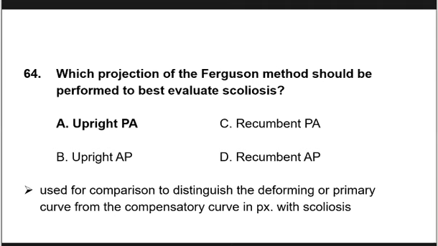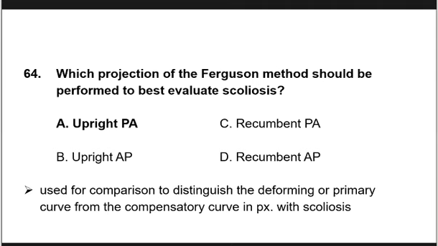Or we also have an additional projection, the lateral projection. So when we take a lateral projection for the demonstration of scoliosis, the side with the curvature is the one placed against the vertical cassette holder. Right? So let's go back to the question: the Ferguson method should be performed to best evaluate scoliosis. The answer here is the PA upright.